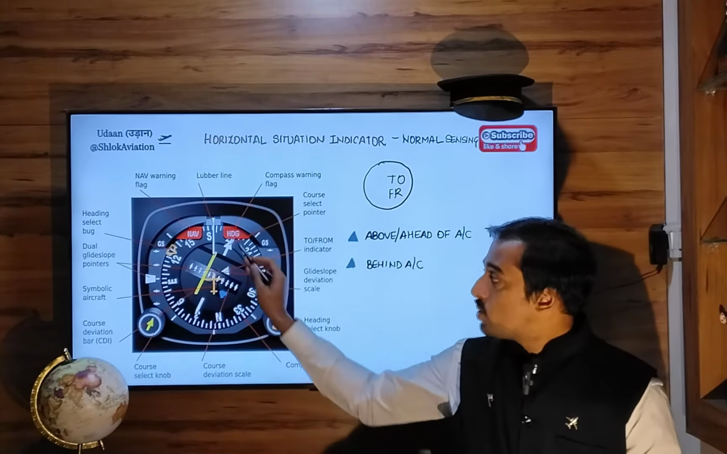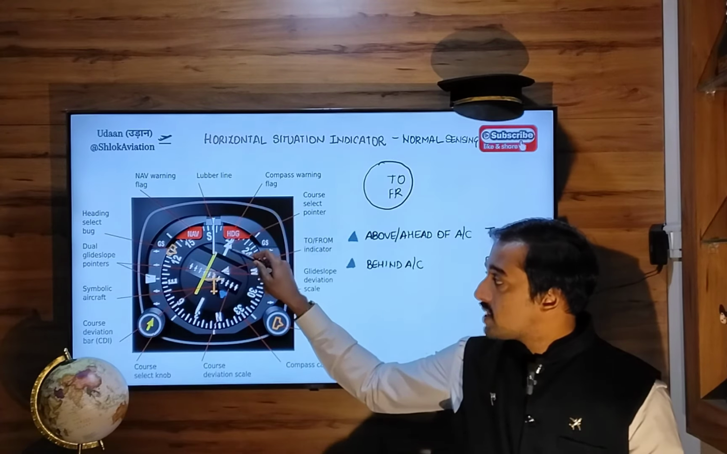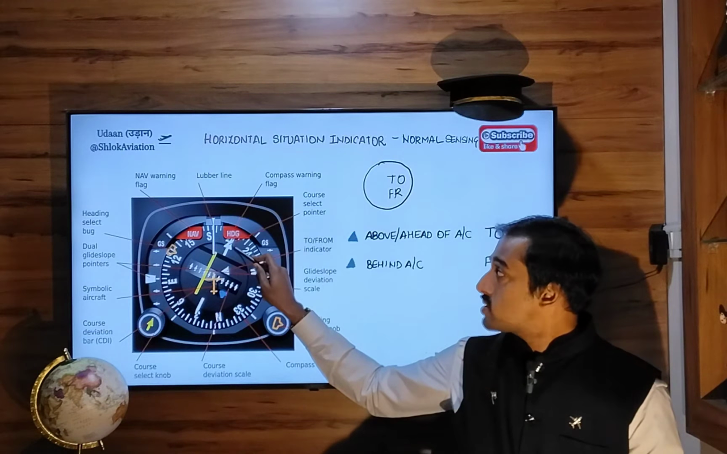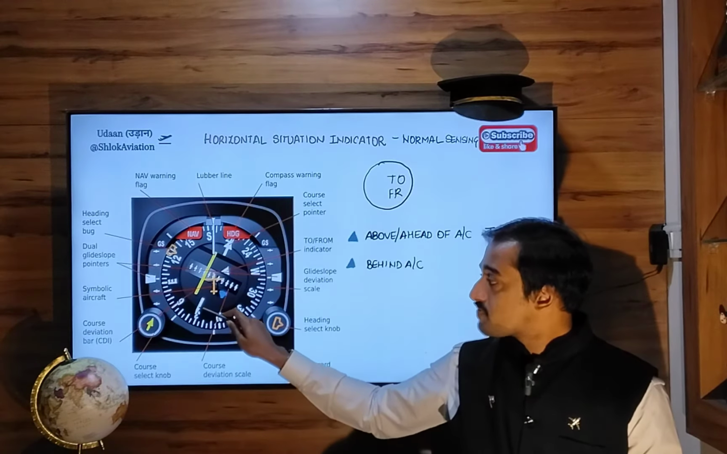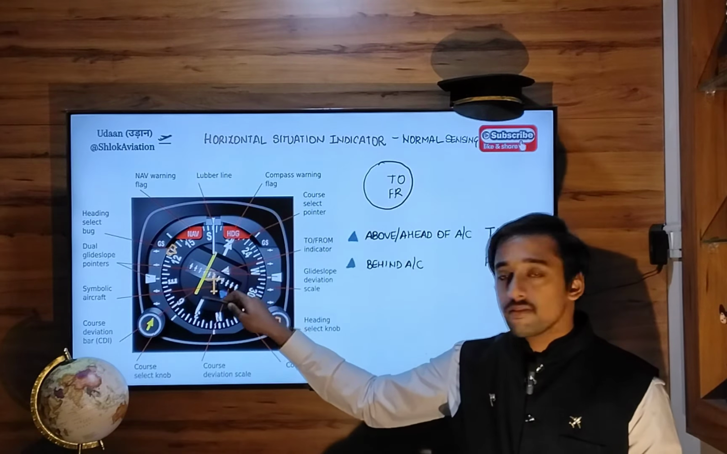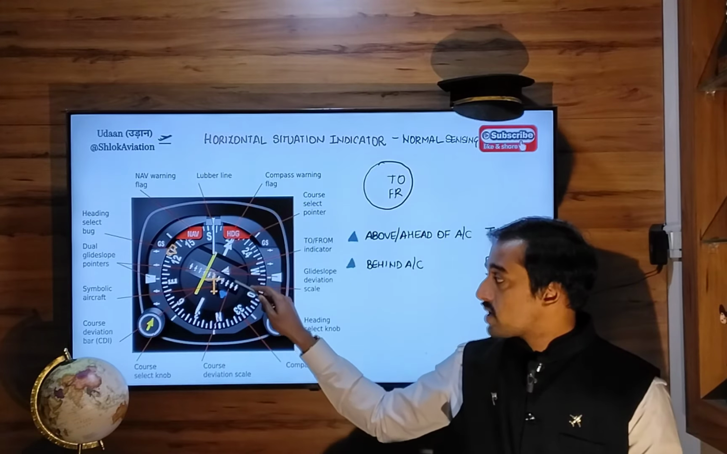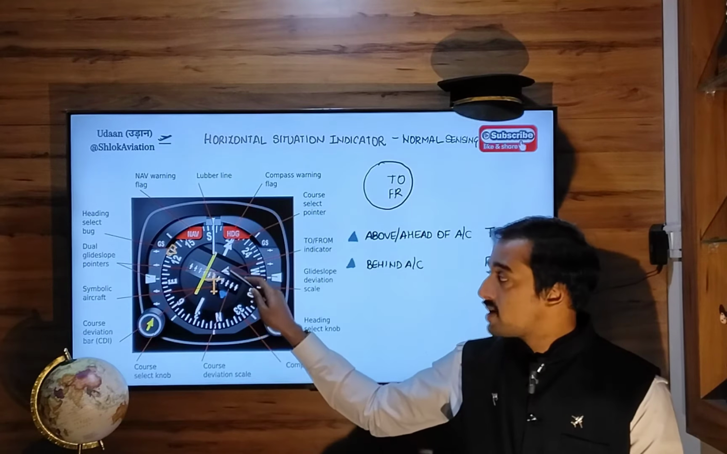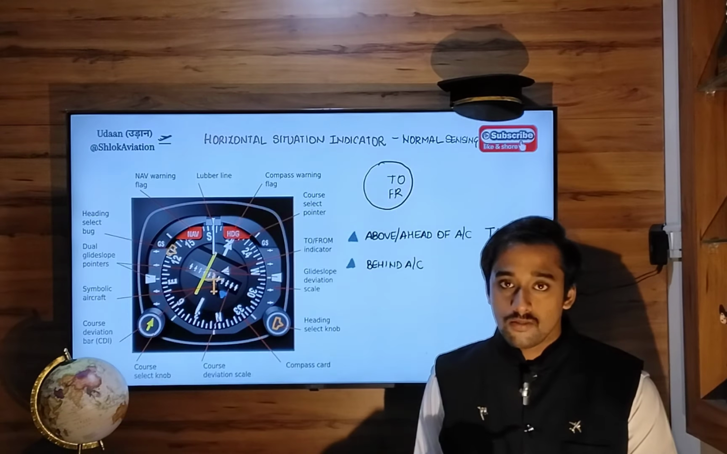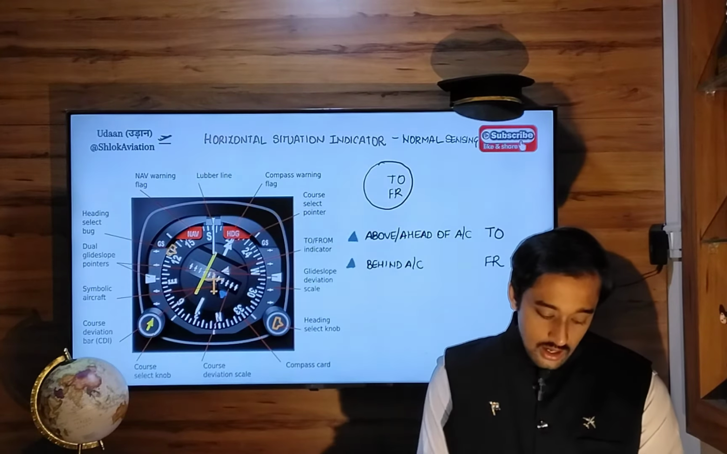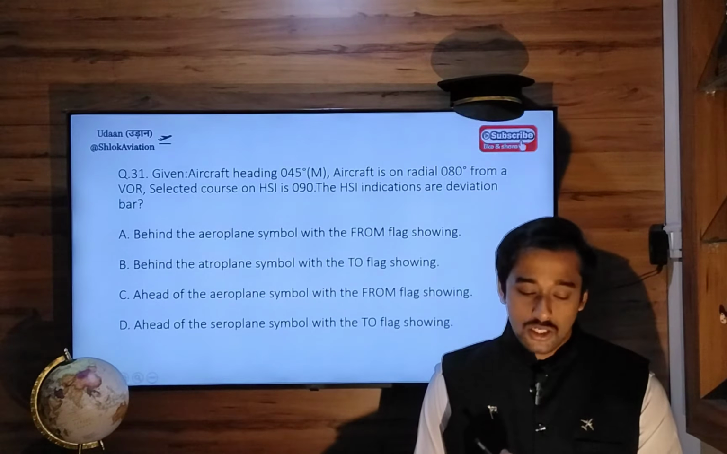So again, you have the magnetic heading. You have this white line. This is the course, course pointer. This will be the CDI needle which goes to the left or right. This is the airplane symbol, and this triangle will be your to and from indicator. If it is ahead of aircraft means to, if it is behind aircraft that means from. So let's solve the question and then try to understand how to answer such questions.